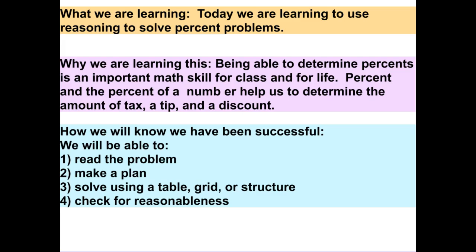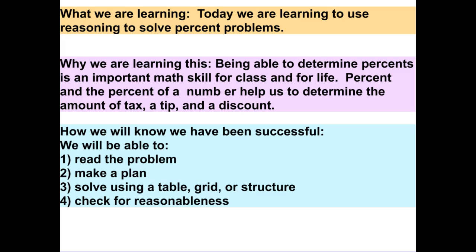And a discount, you go to the store and you want to buy your favorite pair of jeans and they're 35% off. You have to be able to figure out how to find 35% of that price for the pair of jeans and then subtract that out for your discount. So you're going to be using percents and percents of a number for the rest of your life. And you want to be able to be successful with this. So this is the time to focus and learn how to use it so that you don't get cheated and you don't end up paying more for something than what you should.